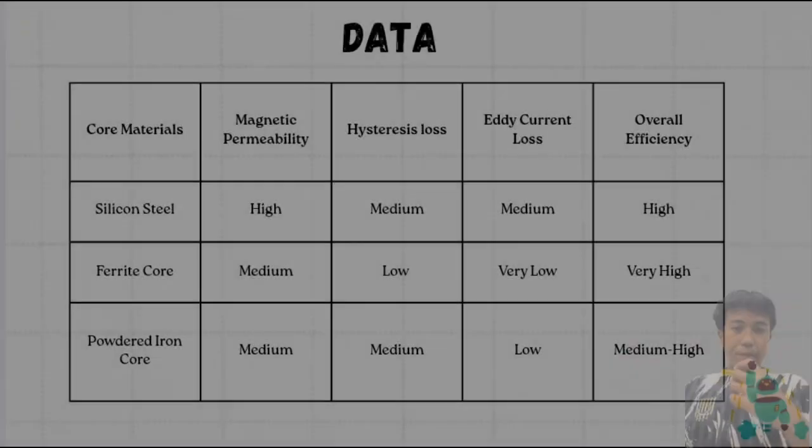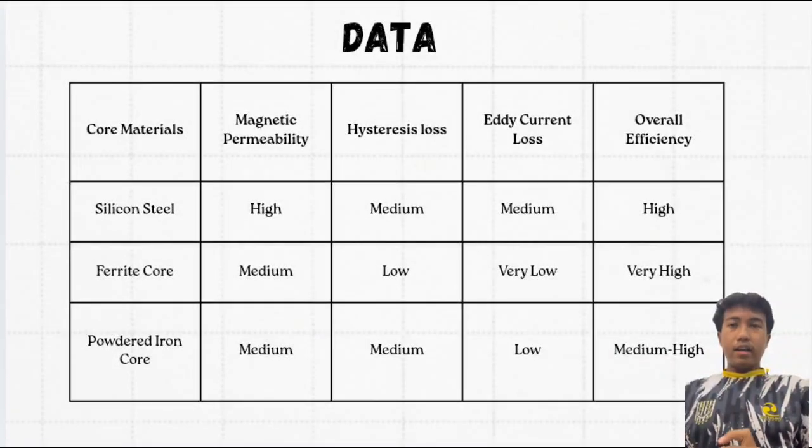Okay, now is data and observation. As you can see, the data compares different magnetic core materials based on magnetic permeability, hysteresis loss, eddy current loss, and overall efficiency. This comparison helps to identify which material provides better transformer performance. Even though we only made a replica, we can still compare how different cores behave.